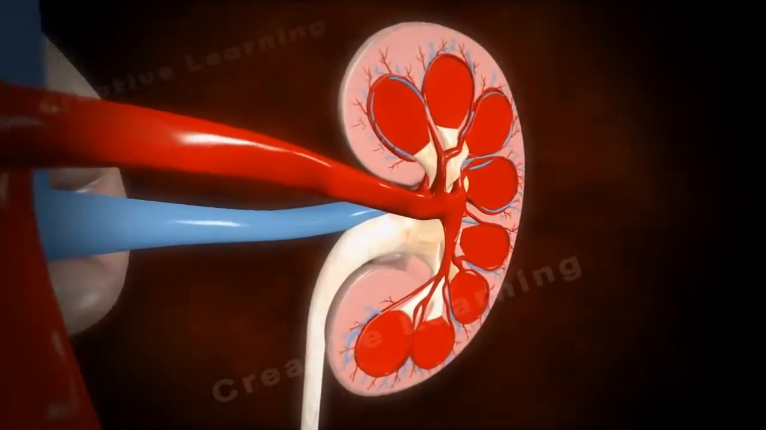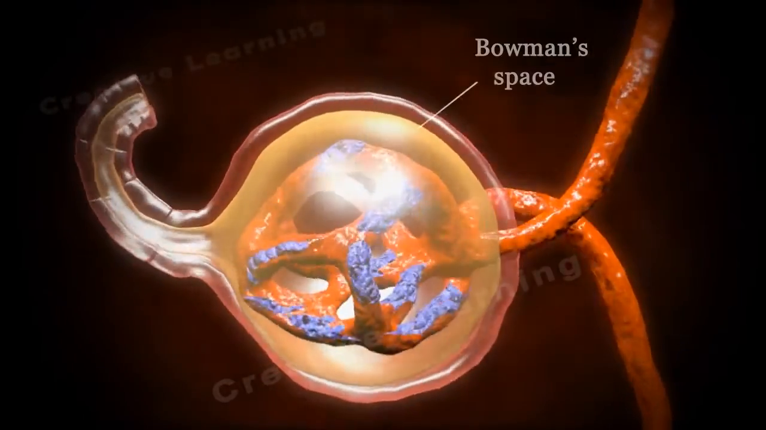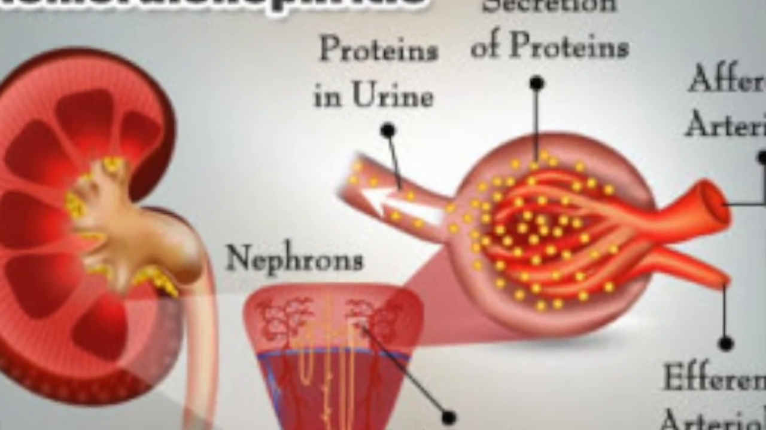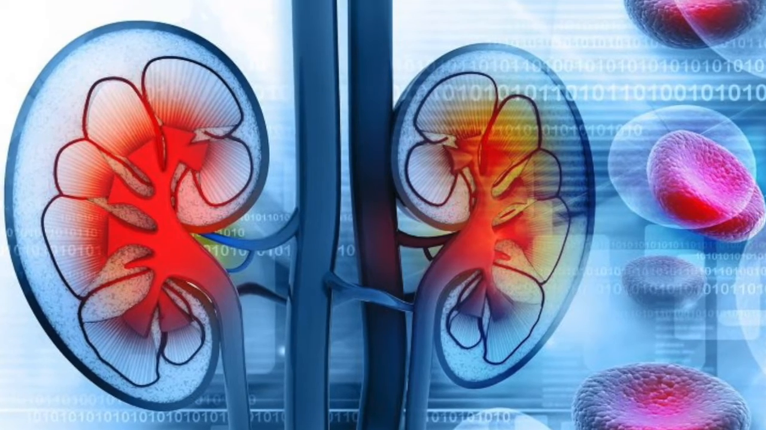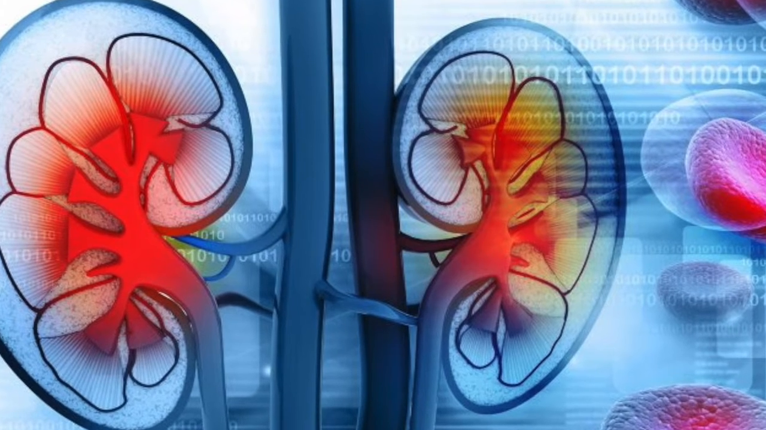The glomerulus is a tiny ball-shaped structure and it is part of the nephron. Capillary blood vessels make up the glomeruli and can be described as tiny filters that remove waste from the blood to form urine. Glomerulonephritis, or GN, is inflammation of these filters. GN reduces the ability of the kidneys to filter blood properly.